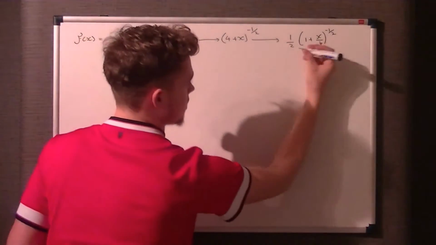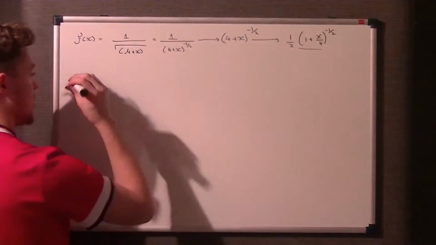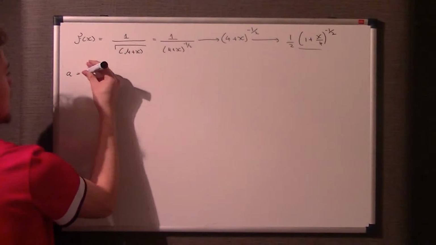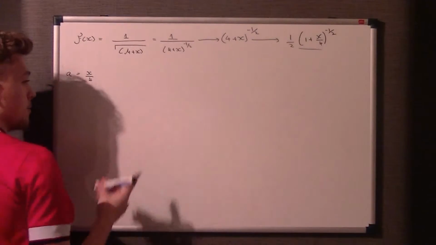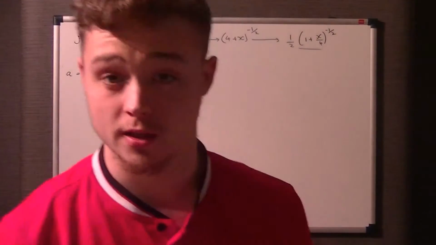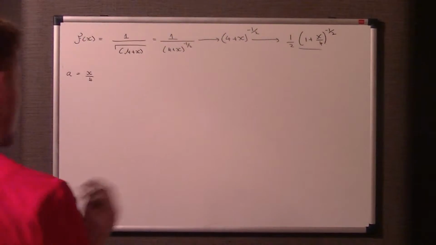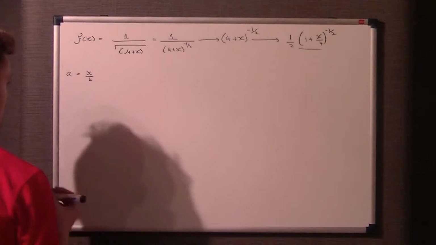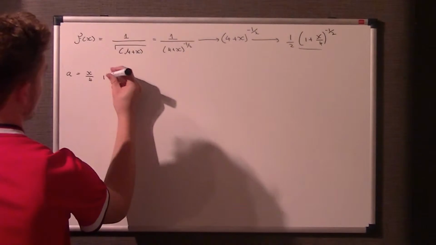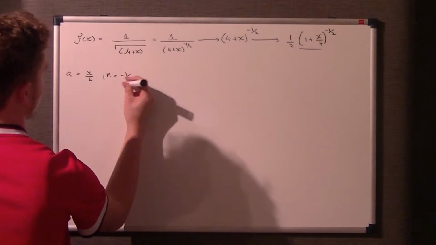So this is the form we want, 1 plus ax to the power n. The first thing I would write down is what a is. A is x over 4. It's not a quarter, because remember, when you do the expansion, if you don't associate a with the x, you're going to get an expansion with no coefficients of x, so it's going to be quite stupid. n is negative half.